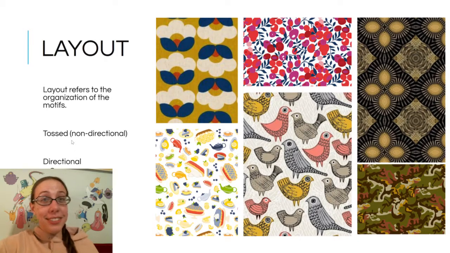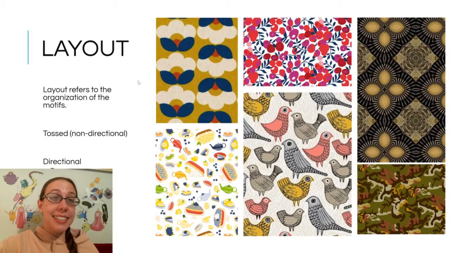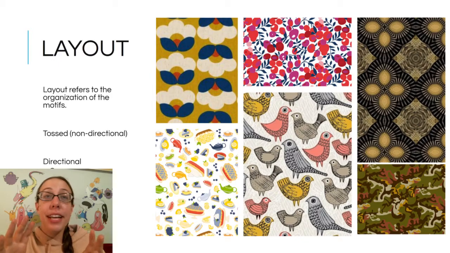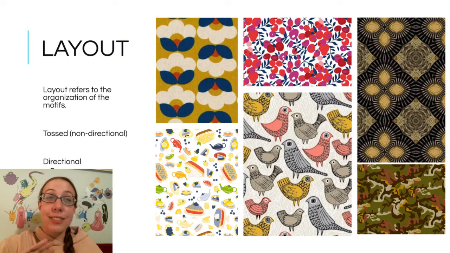The layout is the next thing to consider, and the layout is not to be confused with the structure of the repeat, which is something we're going to talk about in a minute. But the layout is just talking about, in general, what direction your repeat is going. So the most obvious one to point out here is the one-way directional. So this is probably a good place to start, these birds.